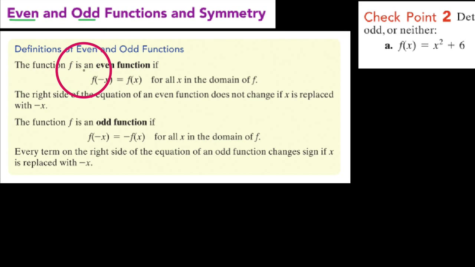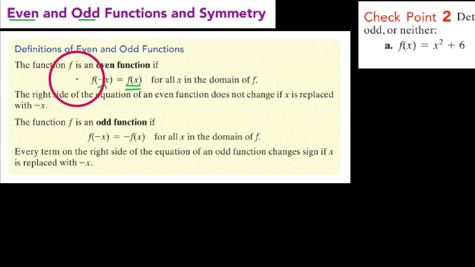We say that a function f is an even function if we substitute a negative x in for all the x values, we get the same thing as if we hadn't substituted in a negative x in the first place, for all x values in the domain of f. So basically, the right side of the equation of an even function doesn't change even if we replace that x with a negative x.